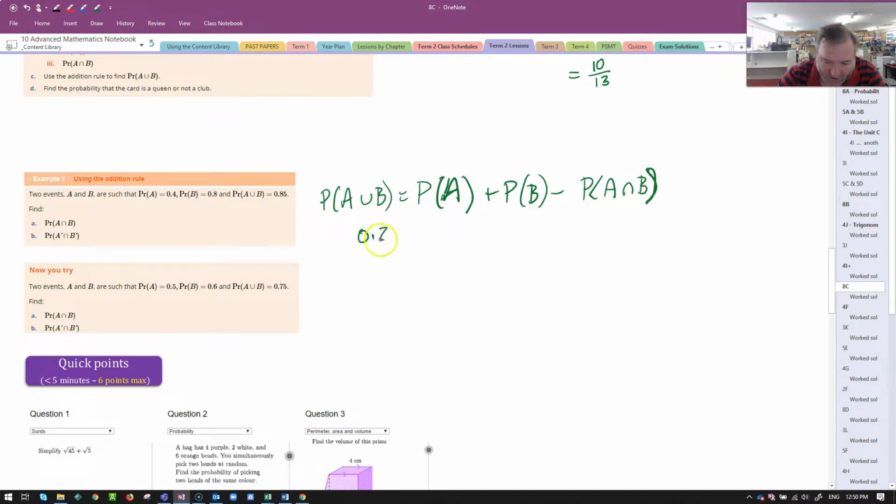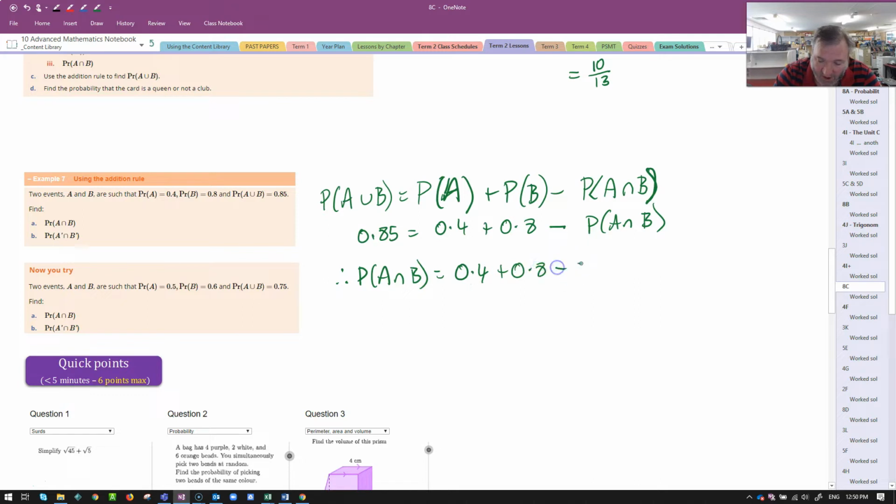So I've got 0.85 equals 0.4 plus 0.8 minus the probability of A and B. Well, I'm going to add the probability of A and B to the other side because that's going to make my life easier. It'll be positive then, which means I want to get rid of that 0.85. So I'm going to do that first. Probability of A and B equals 0.4 plus 0.8 minus 0.85, which is, of course, 0.35.